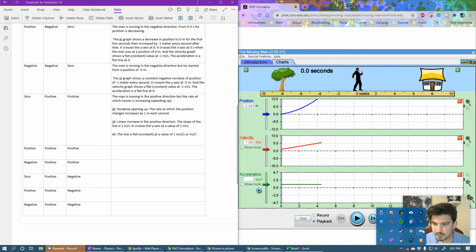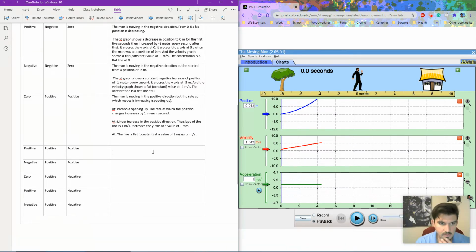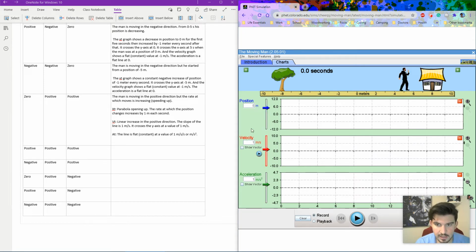Just a few more scenarios to go. Let's take a look now if our position, velocity, and acceleration were all positive. Hopefully at this point, you're starting to be able to make some predictions as to what's going to happen. Here we go. This one's going to be a little bit harder to see because I can't zoom this graph out. I'm going to let this run for a little while.